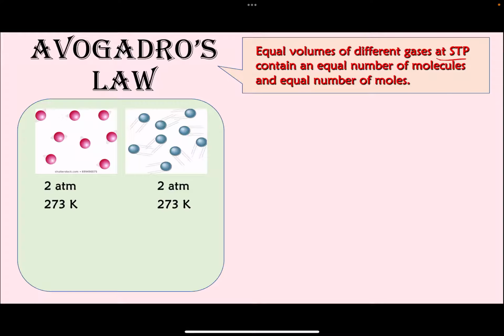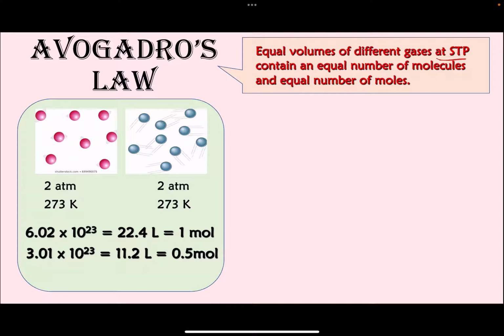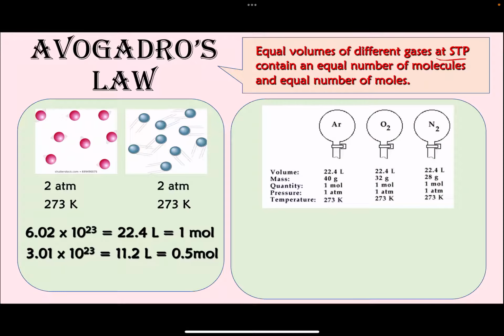So we have them at 2 atmospheres and 273 Kelvin. Because these conditions are the same for both of them, that means they're going to have the same number of moles and same volume. So they're going to have 6.02 times 10 to the power of 23 molecules if they have 1 mole, and they are going to have 22.4 liters if they have 1 mole. But if they have something like 0.5 moles, then the volume and the number of molecules are also going to be 1/2.